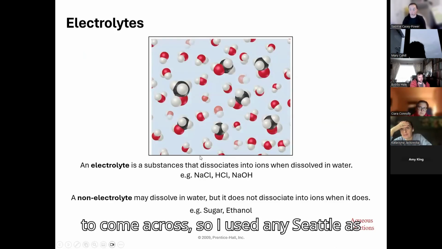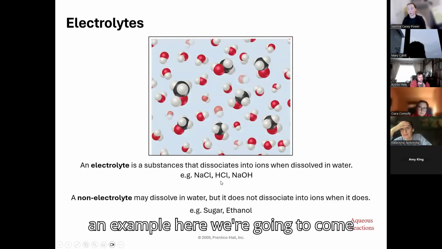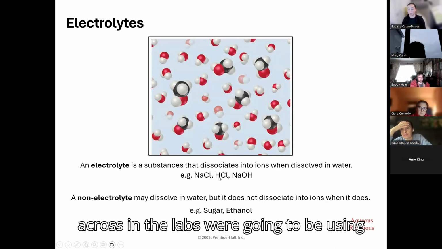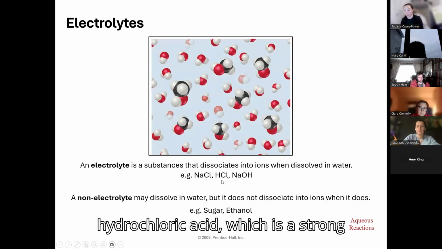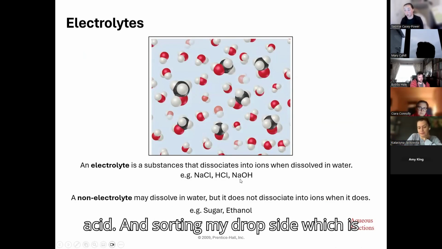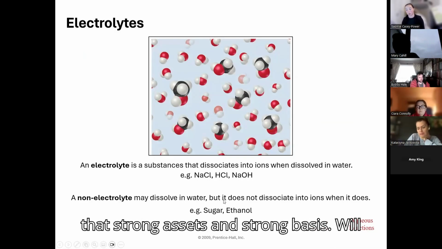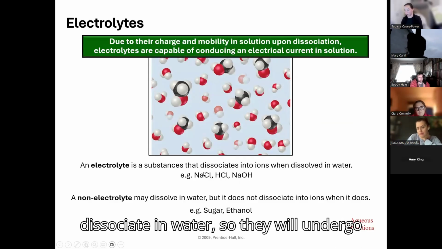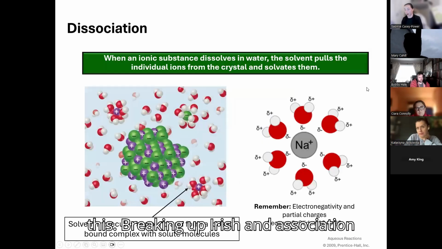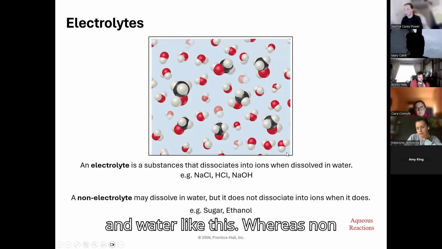I used NaCl as an example here. We're going to come across, in the labs, hydrochloric acid, which is a strong acid, and sodium hydroxide, which is a strong base. What we will see is that strong acids and strong bases will dissociate in water. So they will undergo this breaking apart and dissociation in water like this.